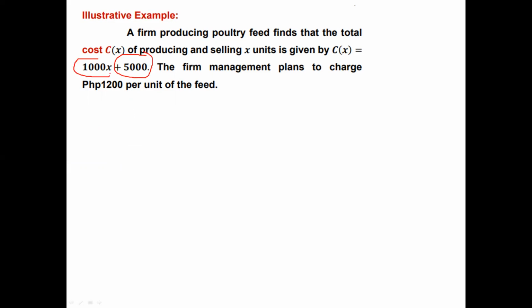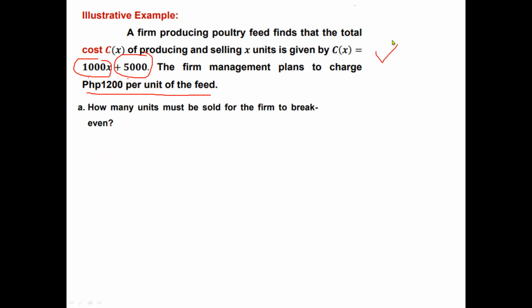And yung 1,000, ito yung marginal cost natin. So ibinigay na kaagad yung dalawang yan. Now the question here, the peer management plans to charge the 1,200 pesos per unit of the feed. Okay? So from this given equation, ano yung susunod na gagawin natin? Ito yung mga questions na itinatanong sa mga given natin sa ating given problem. How many units must be sold for the firm to break even? Ilan daw yung kailangang mabentang units ng isang company para daw ang result is break even?